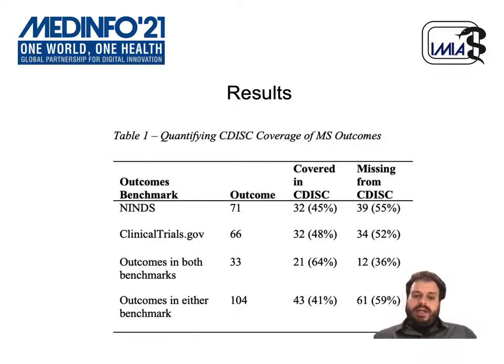If we look at the outcomes that were in both benchmarks, so what's the overlap between both benchmarks? There were 33 outcomes that appeared in both benchmarks. And of those, 21 were covered, so 64%. That's fairly good, I guess. And 12 were missing. Overall, if we look at both benchmarks, we have 104 outcomes. The coverage for CDISC is 41%. So yeah, a bit less than half, basically, in most cases.